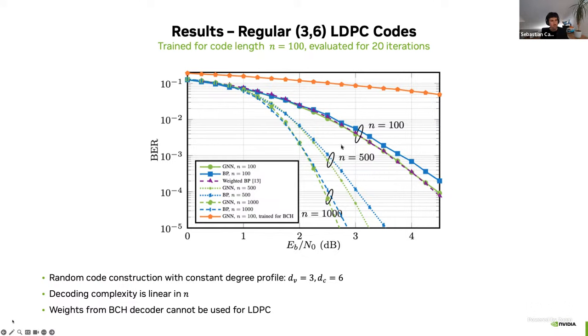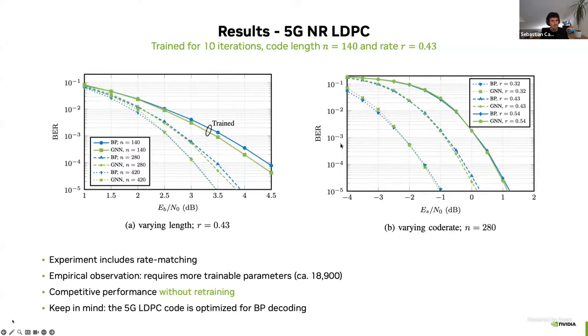Now, the next obvious thing is, of course, does it work for the 5G codes and how is the performance? So we did that as well. For very short codes, we see small gains. We have trained it here for 140 bits, rate 0.43. We see small gains, but it's really super small. And given that the complexity is higher, I think it's not really a big breakthrough here.